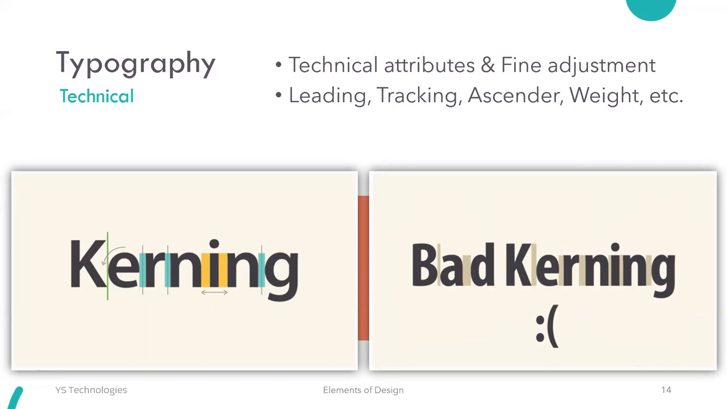Now here we see two examples of kerning. Kerning refers to the fine adjustment of spacing between the letters. By default, a font doesn't have equal spacing between the letters. That's because the letters themselves have different shapes.